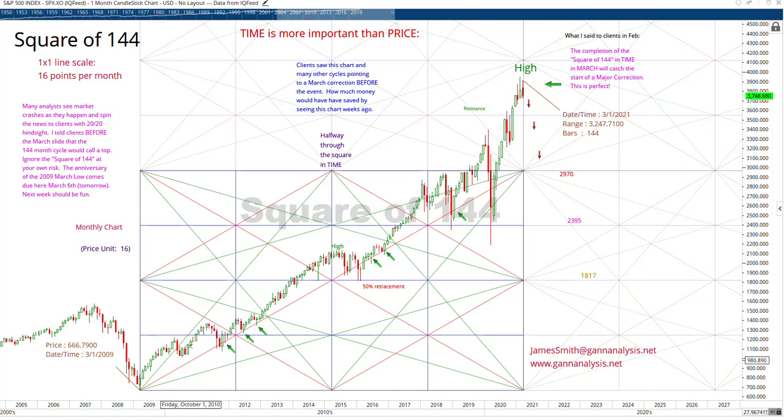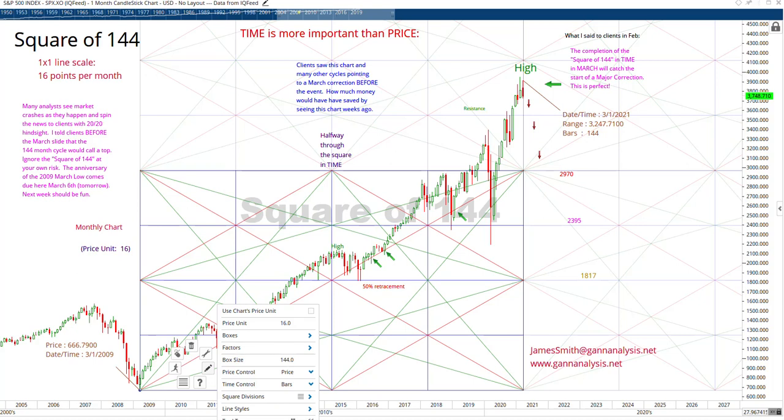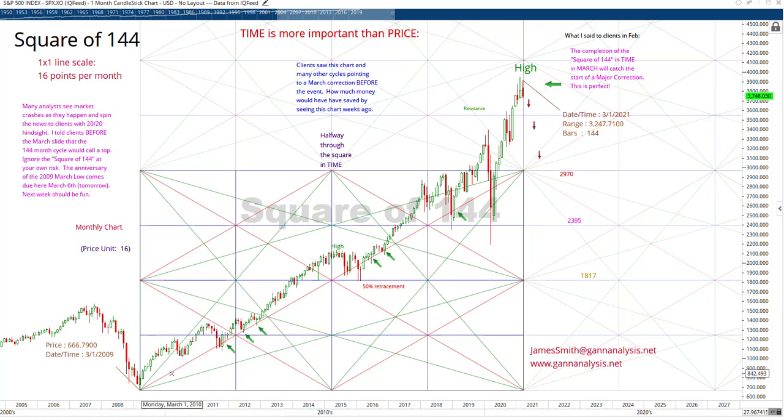Why? Because this is the one by one. And if you're constructing this square of 144, the box size 144, the price unit is 16. What that means is we're moving up 16 points per month on the one by one. And the one by two, this line here, is half that. So instead of moving up 16, you move up 8 points per month. This would be twice, so you move up 32 points per month. So that's how it works.